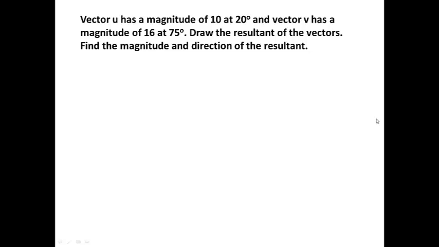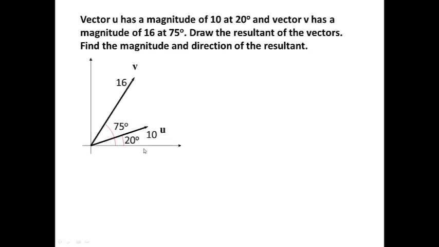Okay, did you get the picture drawn? Well, this is the way I have it drawn. 20 degrees from the 0, that's vector u, and it has a magnitude of 10. And vector v is 75 degrees, has a magnitude of 16. Okay. Now what does the resultant vector look like? Well, if we make a parallelogram like that, or put this one on the end of that one, we will have that resultant vector. That's a resultant vector.